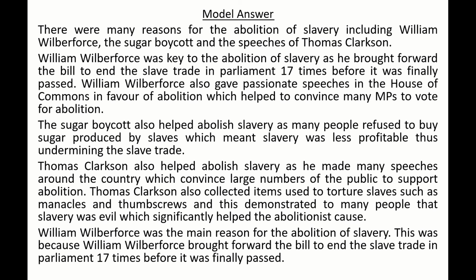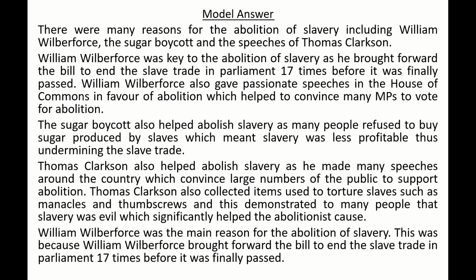Finally, we move on to our conclusion. William Wilberforce was the main reason for the abolition of slavery. Conclusion mark. This was because William Wilberforce brought forward the bill to end the slave trade in Parliament 17 times before it was finally passed. That is our supporting reason, and you can see that's just a repetition of one of the points of knowledge that we used in the question.